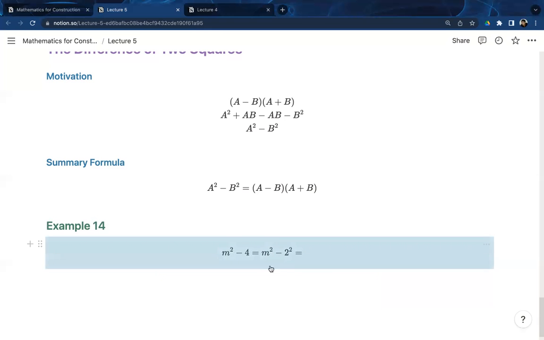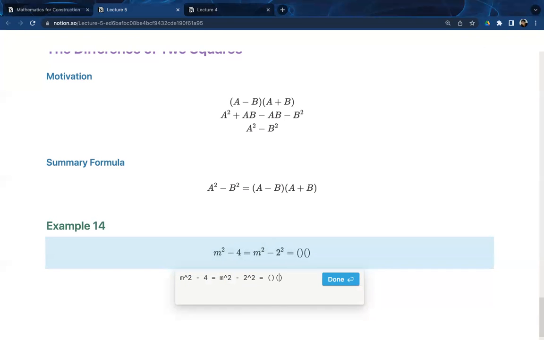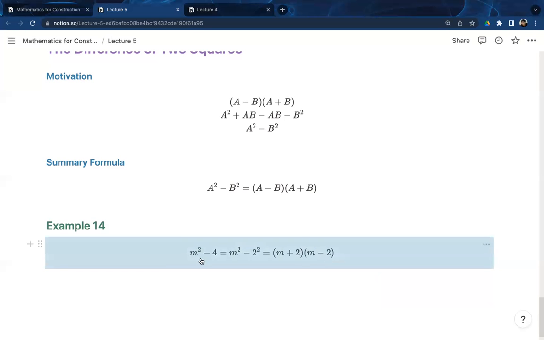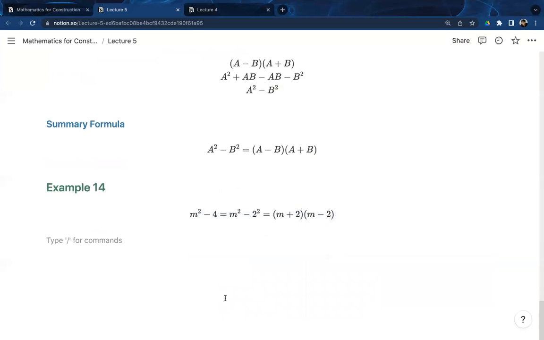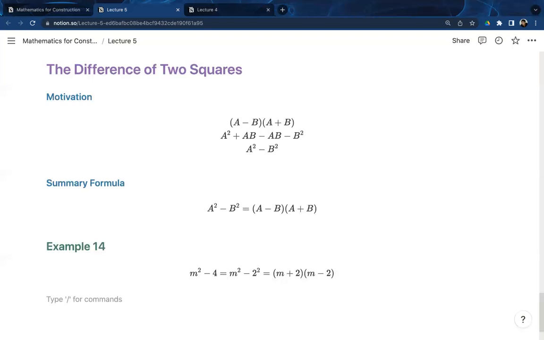So this is A squared minus B squared. You just plug it in the formula. So this is two brackets here. You add the two things, m plus 2, and then you subtract them, m minus 2. That's how you factorize that. If you multiply this out, you'll get back m squared minus 4. Okay?